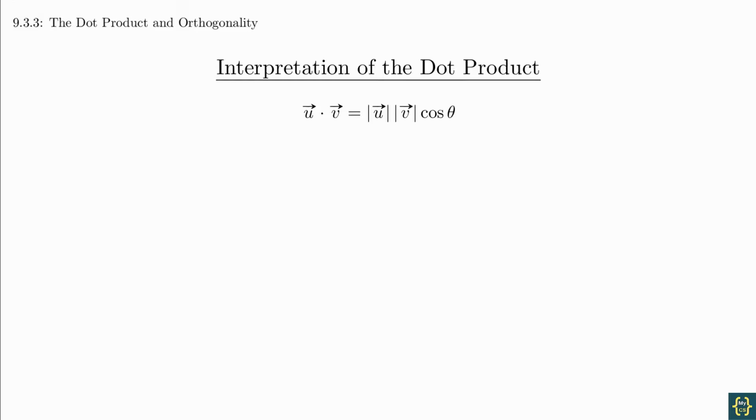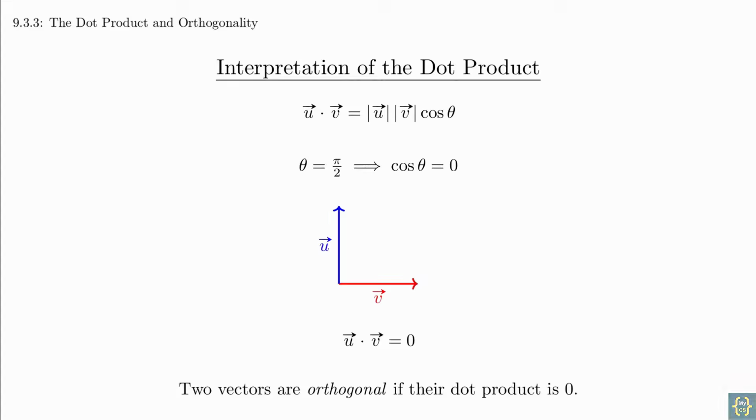Let's take a closer look at the dot product formula. Notice that if the angle is pi over 2, then the dot product is going to be 0. In other words, if the vectors form a right angle with each other, then the dot product is 0. There's a special term we use for this.